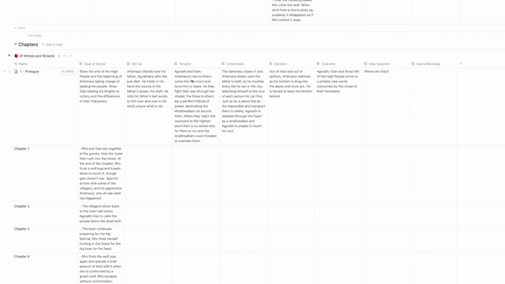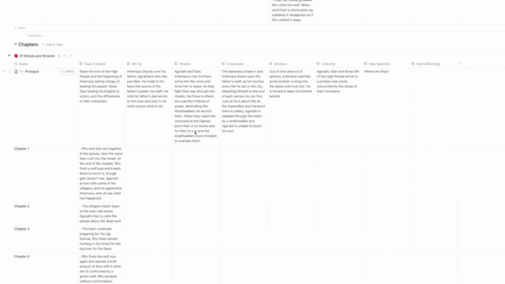Agorath and Gaian, Artemis' two brothers. So we had two brothers. We now have three. It's just, you know, welcome to the writing process. They come into the room and force him to leave because there's chaos abounding, the citadel is falling apart, it's a mess. They fight their way through the citadel. The three brothers are a perfect trifecta of power, decimating the Wraithwalkers all around them. When they reach the courtyard at the highest point, there is nowhere for them to run, and the Wraithwalkers soon threaten to overtake them. So that's the tension.